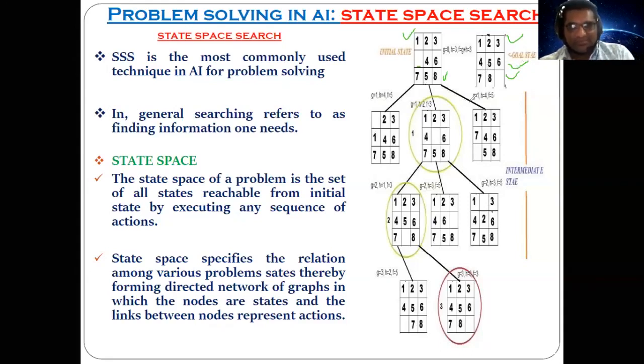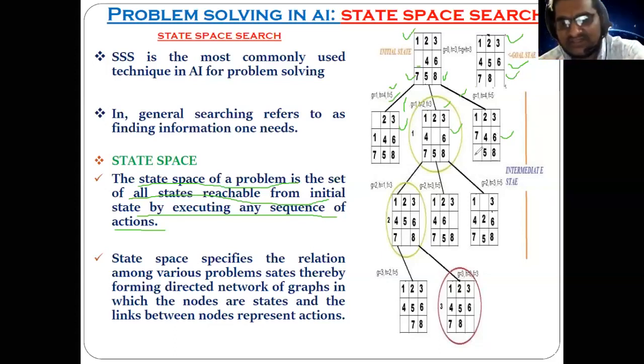So, state space is nothing but what? The state space of a problem is the set of all states reachable from the initial state by executing any sequence of actions. As this is the initial state, your goal state must be like this. Now from this initial state, you are going to different states like these. How to go to these different states? That is our next point of discussion. Here, I only want to clear the meaning of state space.